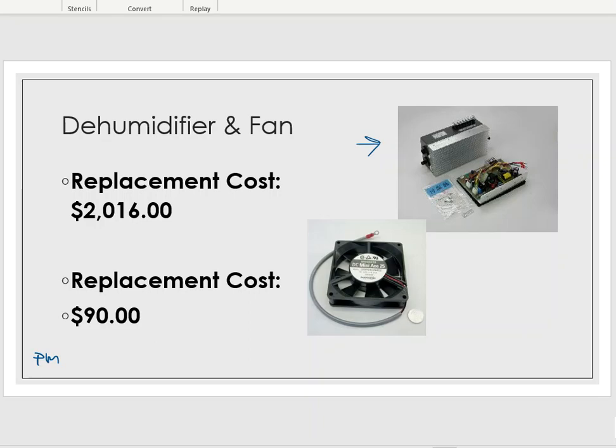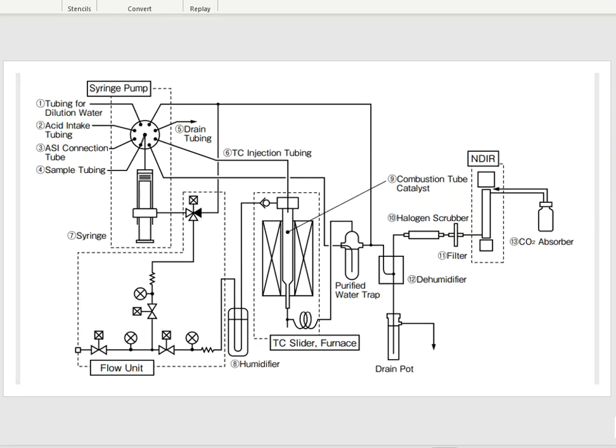And if we look at the schematic, again, let me pull it up. What we are seeing else that's on here that we've not talked about yet is this purified water trap and a halogen scrubber and a filter. So I want to take a few minutes and talk about those pieces as well, because that is part of the schematic. That is a piece of preventive maintenance that you can do on this TOC instrument.